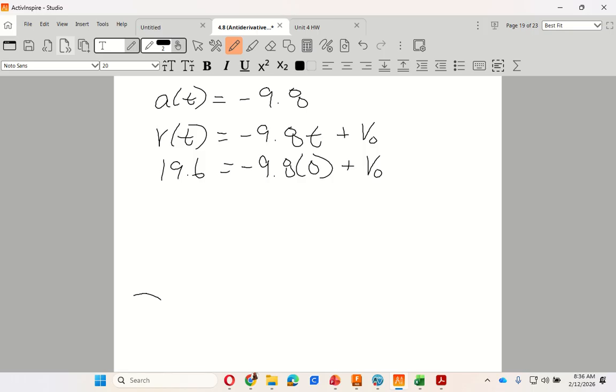And this is how we did it yesterday, right? We plugged in 0 for my x, and then we plugged in what my y was equal to. And so it gave me an initial velocity of 19.6. And so isn't that the same as just saying initial velocity? Yeah. So when I have initial velocity, I solve it like this. I could just put it there.